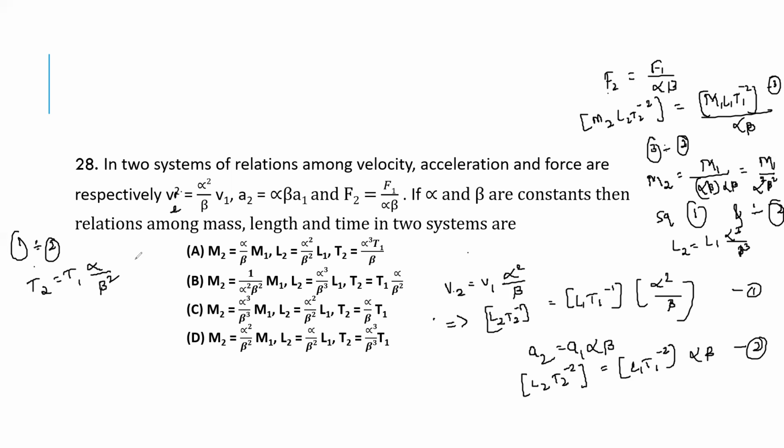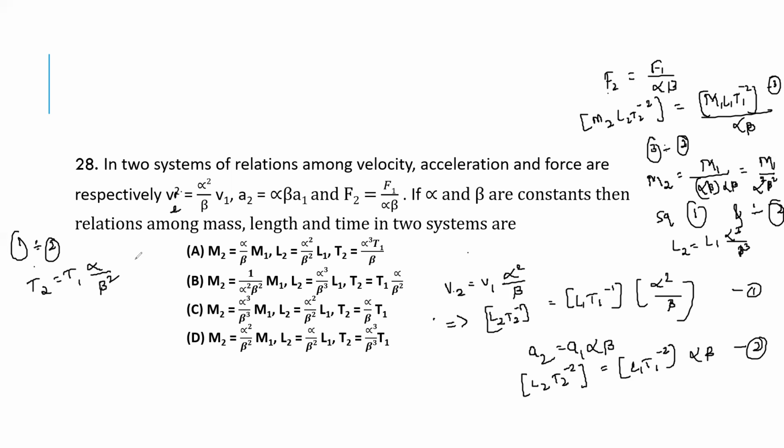So what we did here, we have taken both the equations. That is, V2 is equal to V1 alpha square beta. Here the dimensional formula of V1 and V2 is written. Then it is taken as the first equation. The second equation they have given is A2 is equal to A1 alpha beta. So write alpha beta as it is, where A is acceleration. Write the dimensional formula for acceleration, then you will get equation 2.